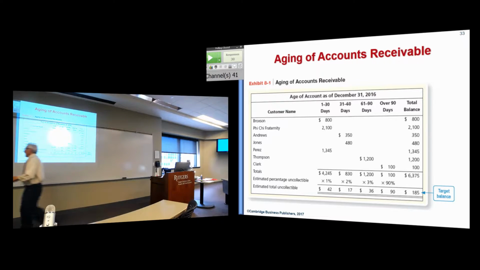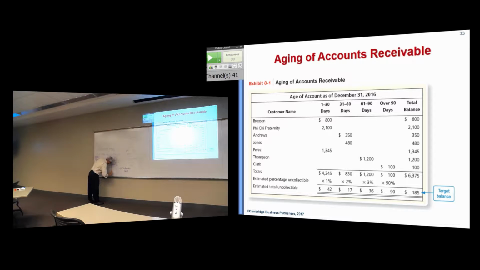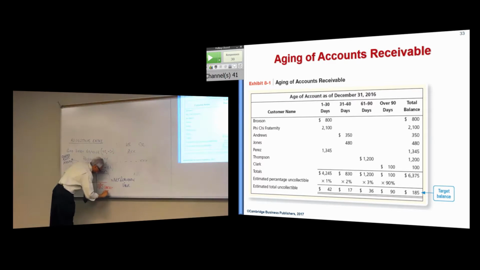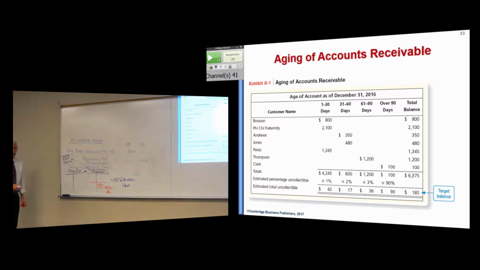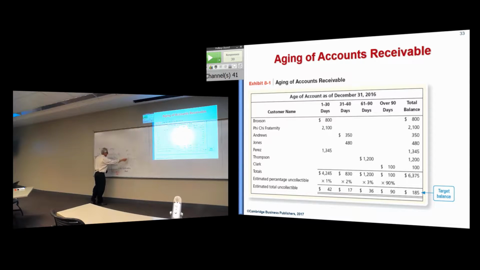What that means is, in the allowance account, that's what I want to have in that account. That's not my adjustment. Make sure, if you still need more coffee, just take a deep breath and make sure you understand that that target balance is not the adjustment. That does not go into your adjustment. That is what I have to have.